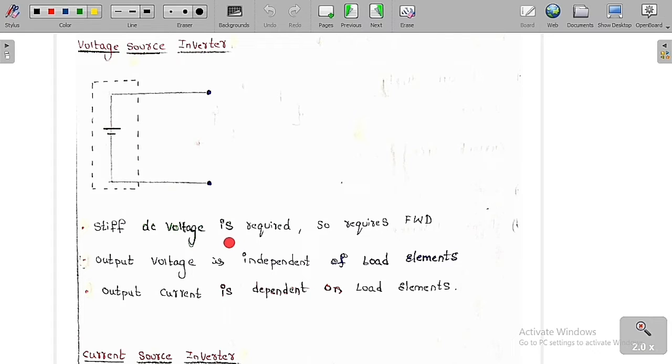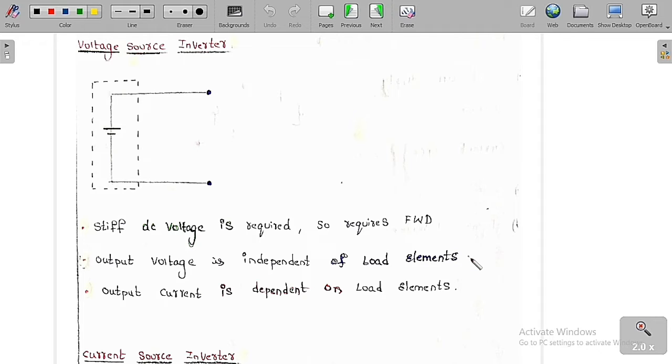A stiff DC voltage is required, and it requires a freewheeling diode. Here we need a very stiff amount of DC voltage, meaning constant DC voltage is required. So in this voltage source inverter, we need the freewheeling diode. Whereas the output voltage is independent of the load elements. No matter whatever the load elements, the output voltage is always the same for each and every load, but the output current depends upon the load.